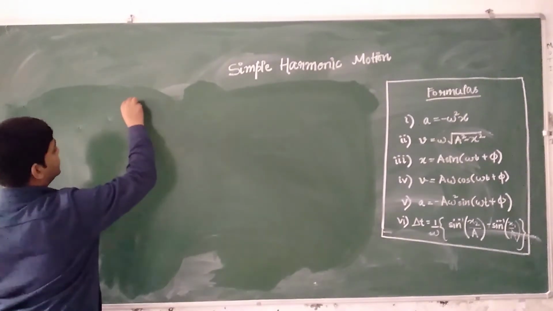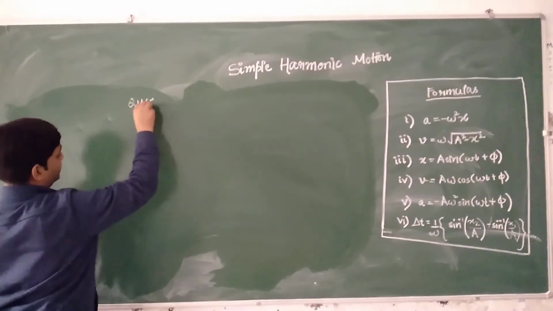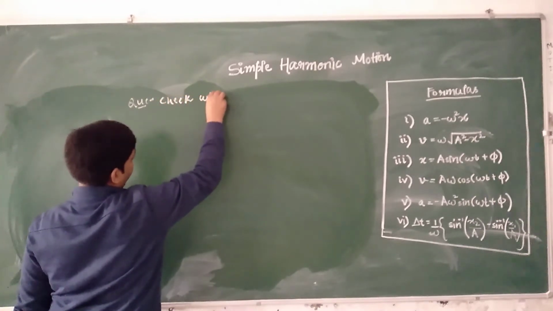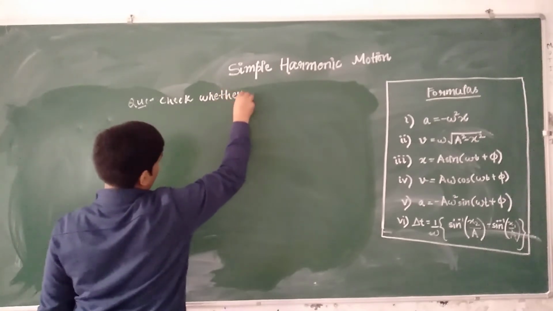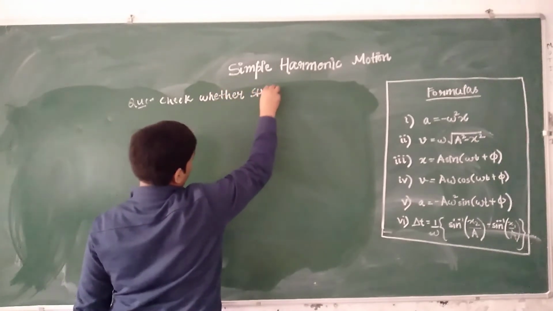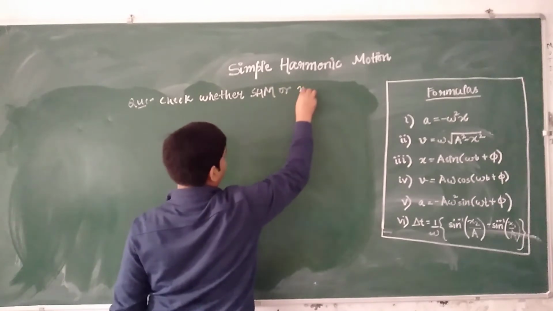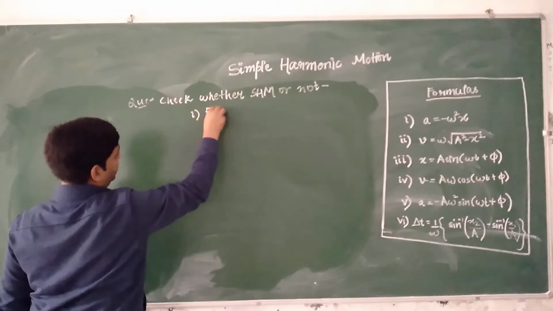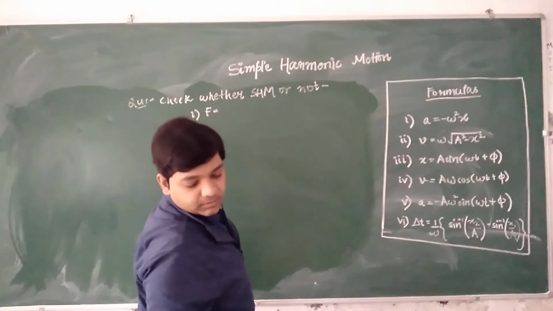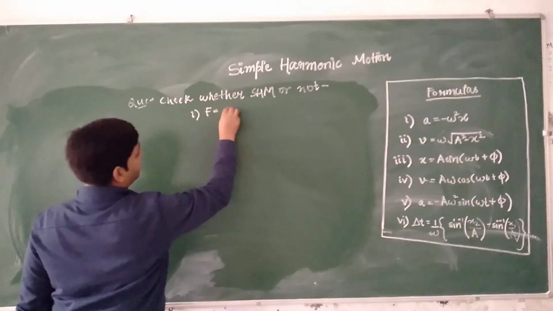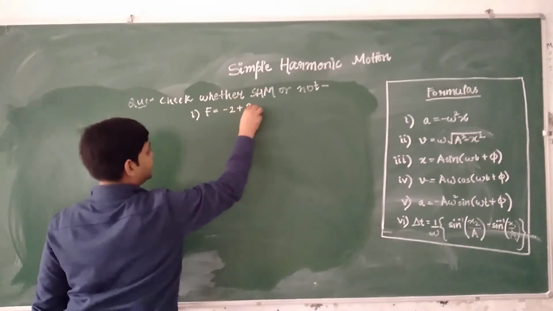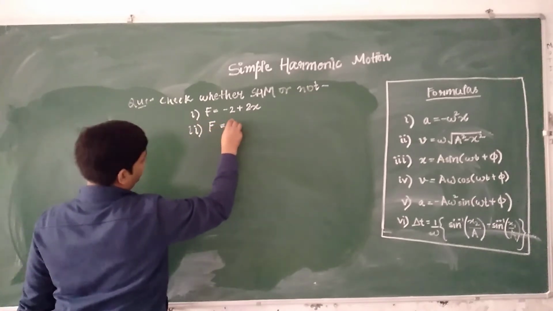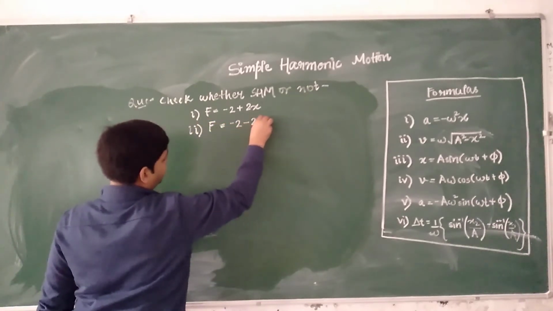So the question is, check whether SHM or not. First is F is equal to minus 2 plus 2x and the second one is F is equal to minus 2 minus 2x.